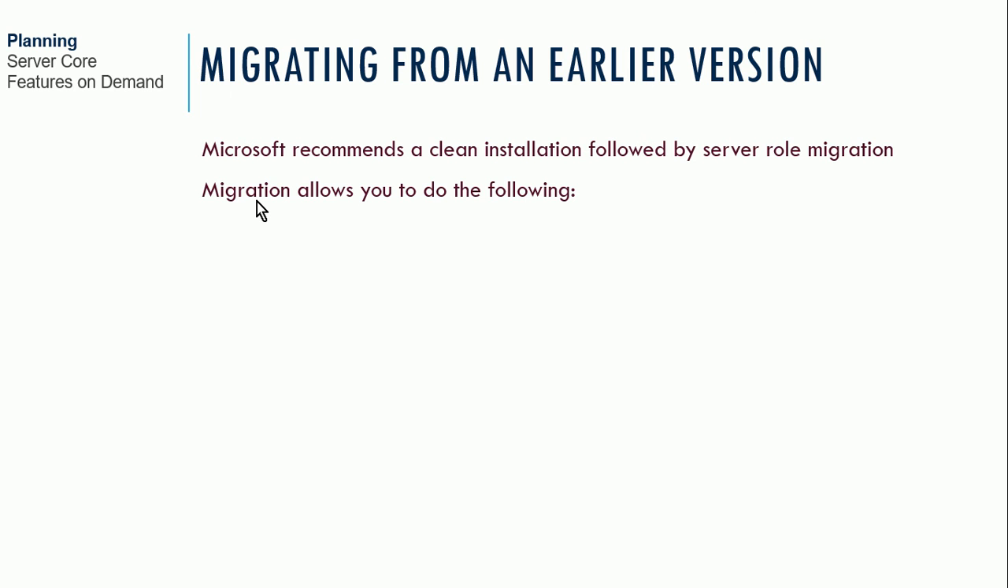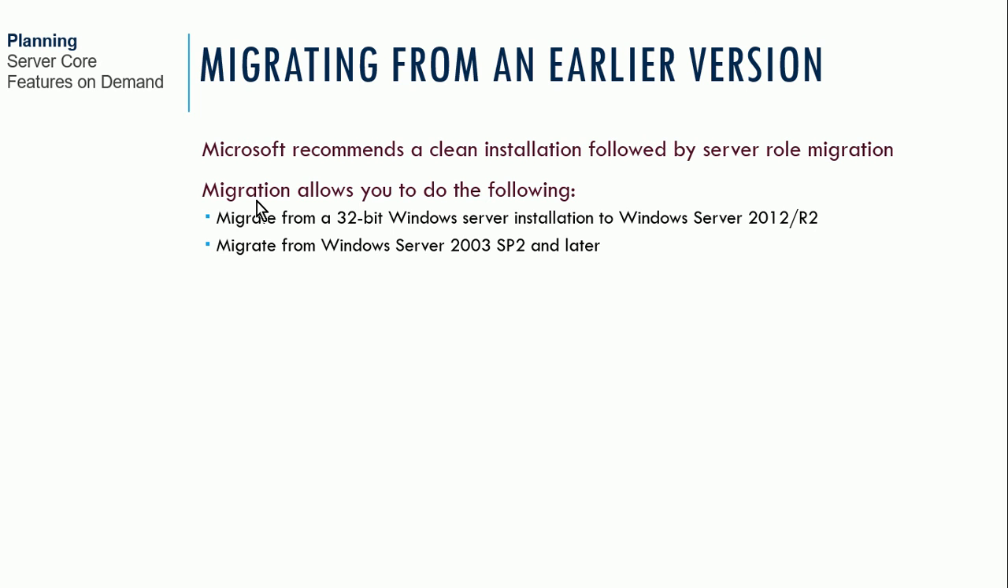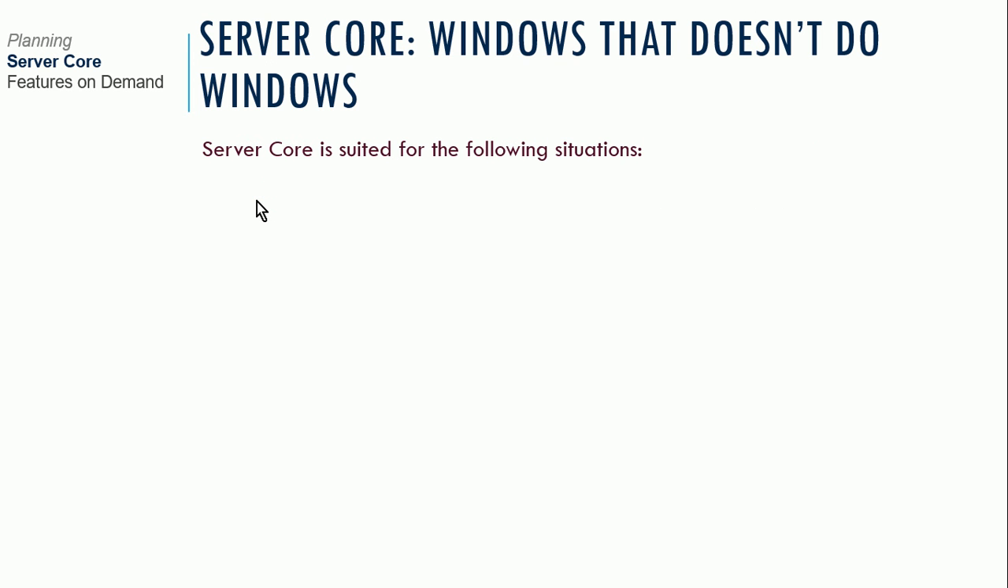Microsoft recommends a clean installation followed by server role migration. Migration allows you to do the following. You can migrate from a 32-bit version of Windows to Server 2012, which is obviously 64-bit. You can migrate from Server 2003 and later, and you can migrate a Windows Server 2008 R2 ServerCore installation to a GUI installation after you do the clean installation.